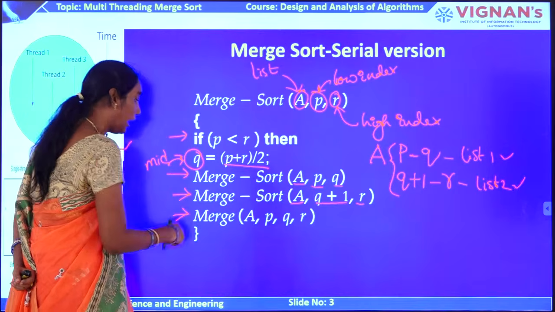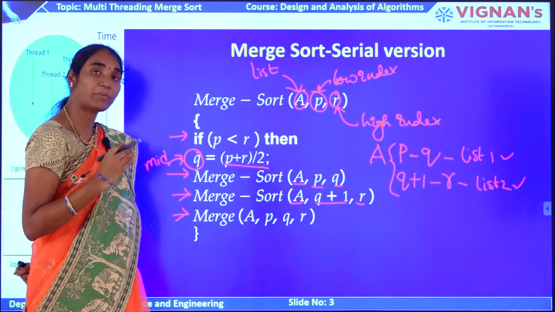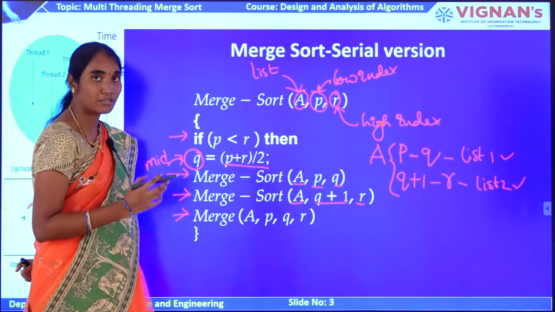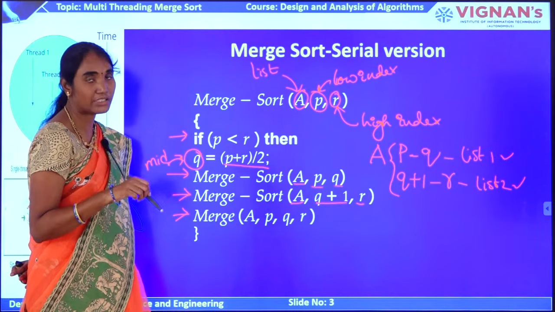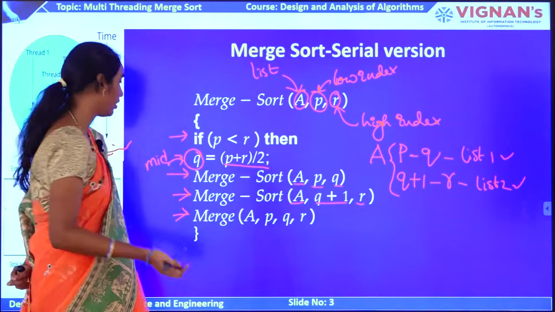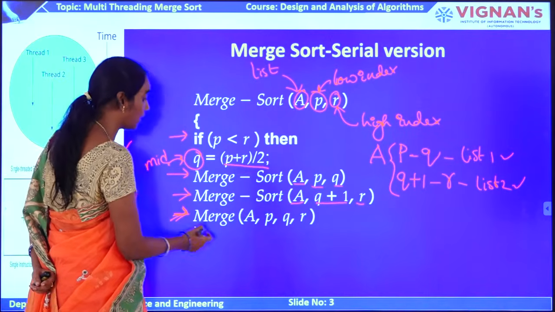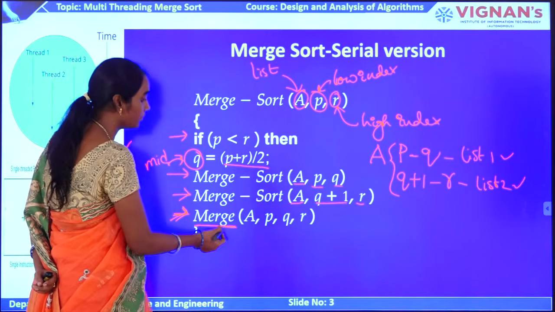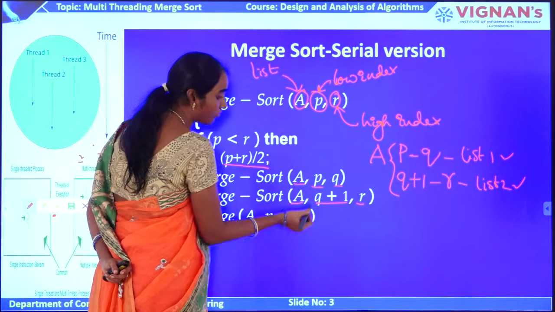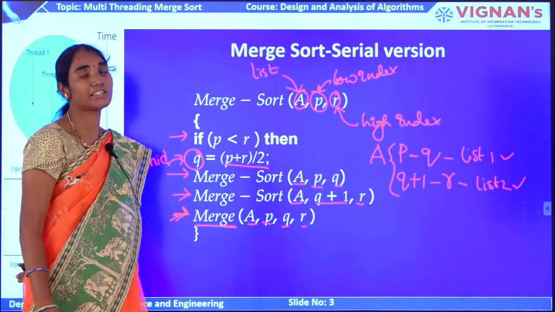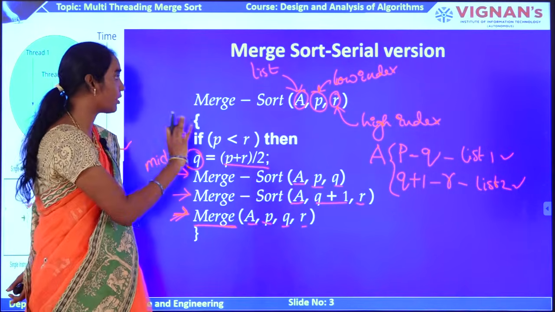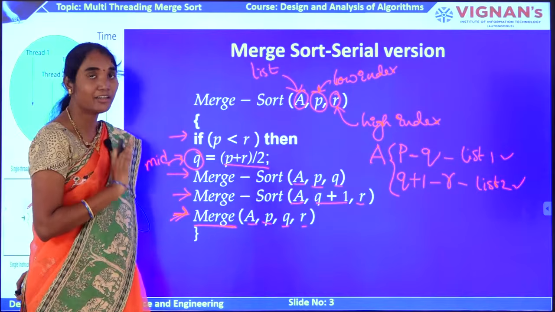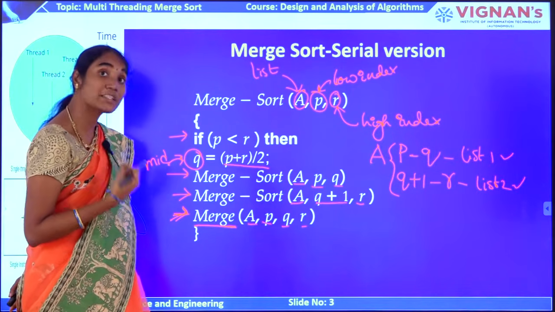Now after applying merge sort on the two lists, the other thing is to combine these two lists, and I need to apply sorting again. For combining I am using the merge algorithm. So merge A, P, Q, R, right? And you have already seen the merge algorithm as part of your divide and conquer. So this is your merge sort algorithm, which is a serial version. Now we will see the parallel version.